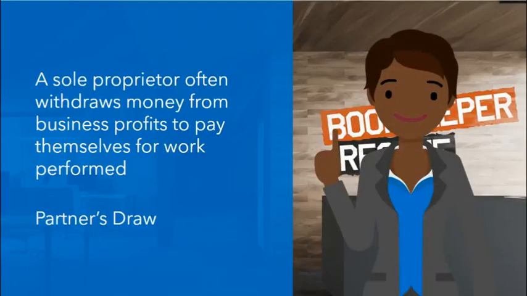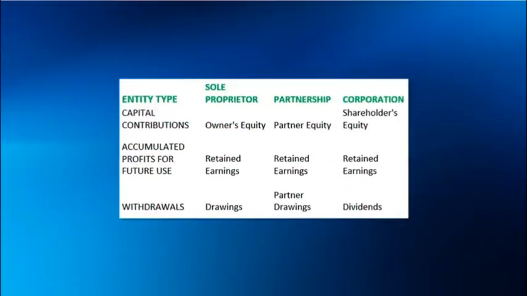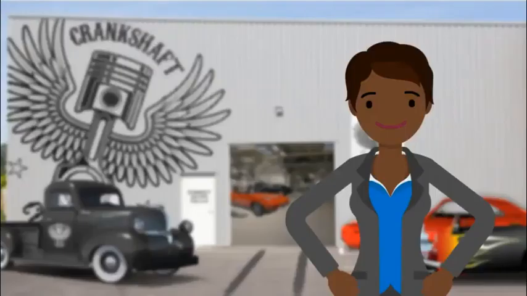Now, this is called different things in other types of businesses. Looking at our handy chart again, you can see that for a partnership, it is a partner drawing, and for a corporation, they are called dividends. Now let's look at how to record these draws, since Xavier's sister needs to make one.